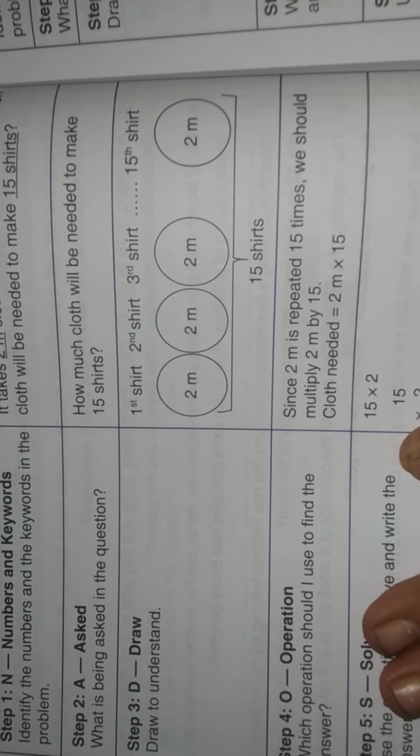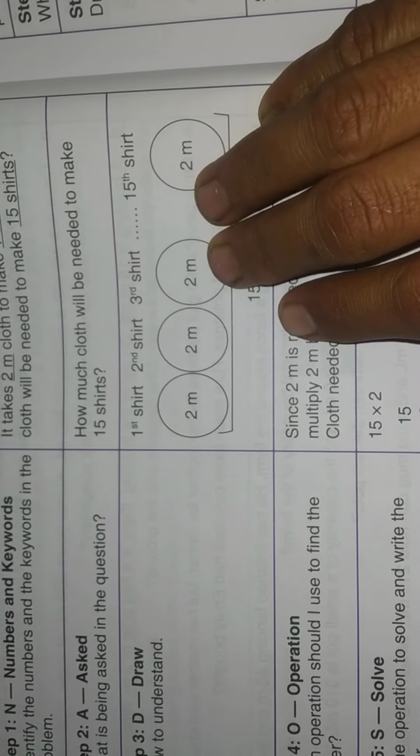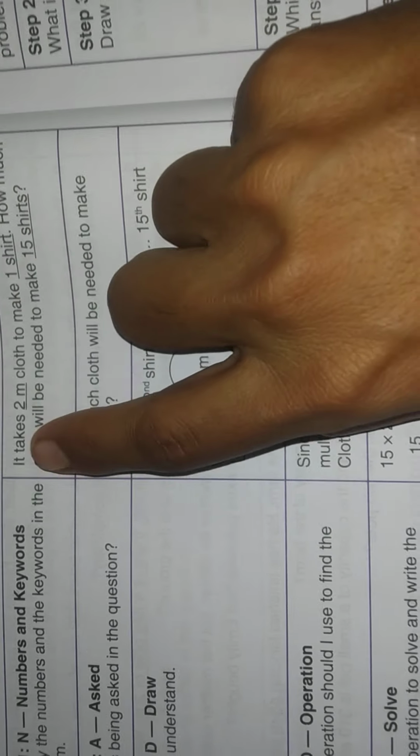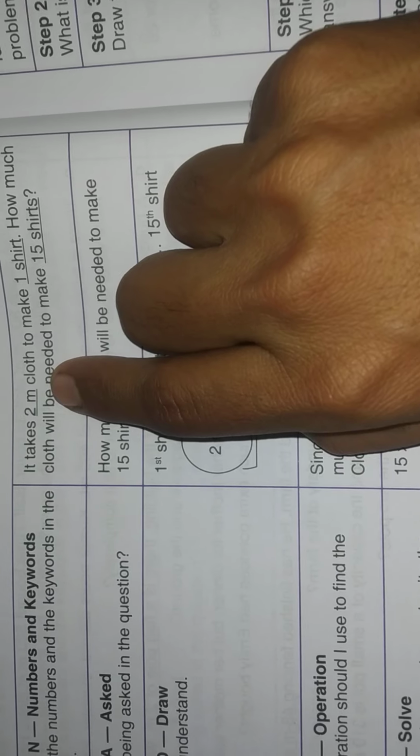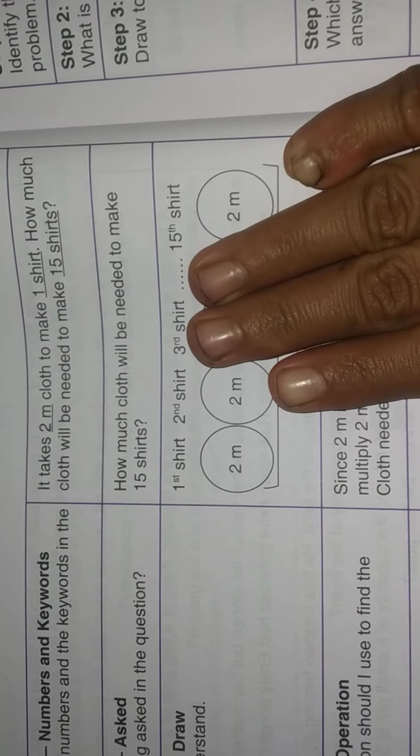Step 1 is numbers and keywords. So first of all, in the question we have to identify numbers and keywords. It takes 2 meters. 2 meters is a number. Cloth to make one shirt. One shirt बनाने के लिए कितना meters cloth चाहिए? 2 meters. How much cloth will be needed to make 15 shirts? 15 shirts के लिए कितने cloth requirement है वो हमें find करना है.